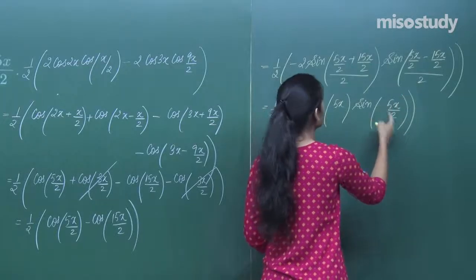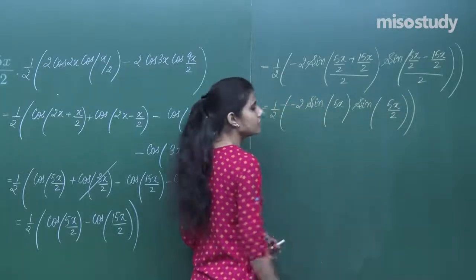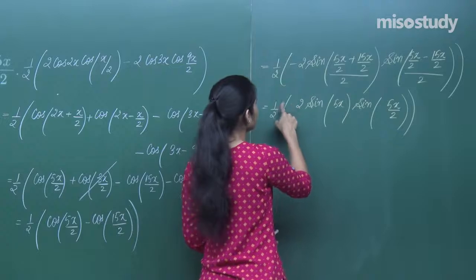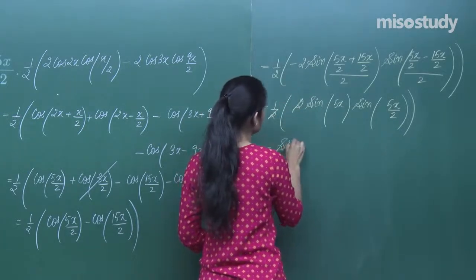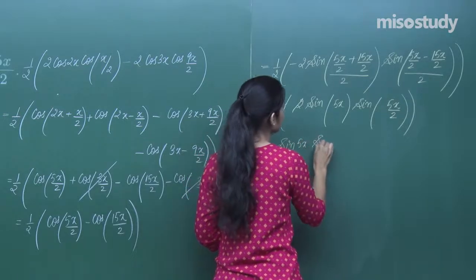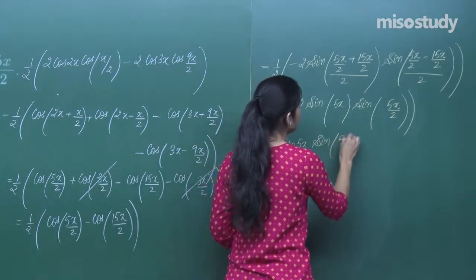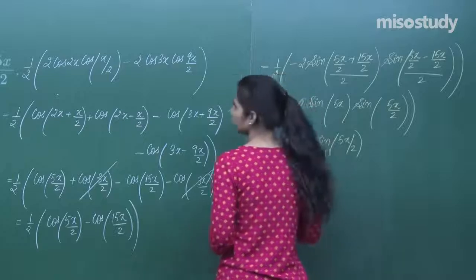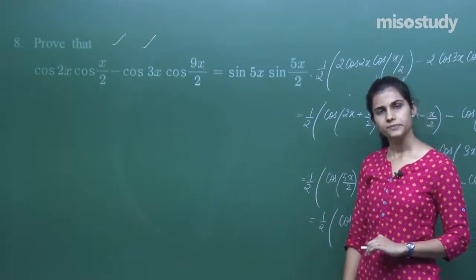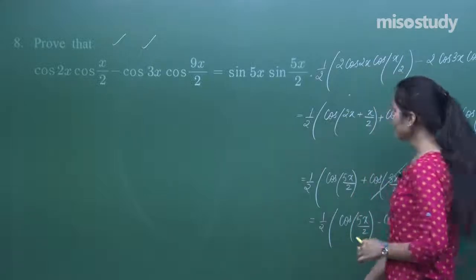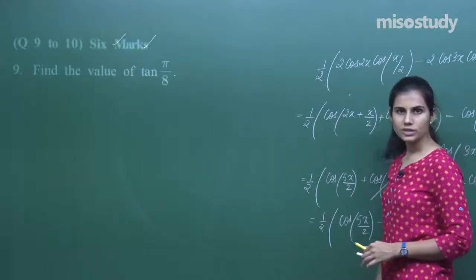Sine of minus theta is minus sine theta. This minus will become plus. This 2 cancels out. You are left with sine 5x sine 5x by 2. So you have got sine 5x by 2 on the right hand side. Clear? Next we have question number 9.